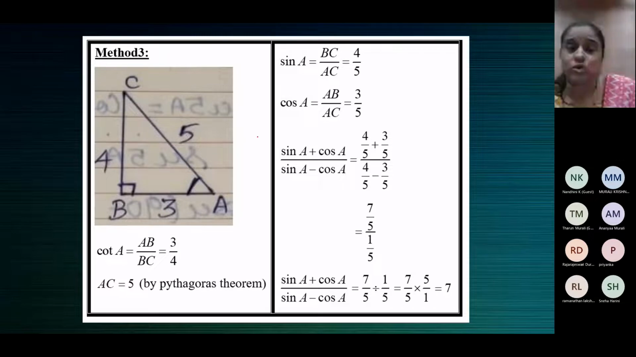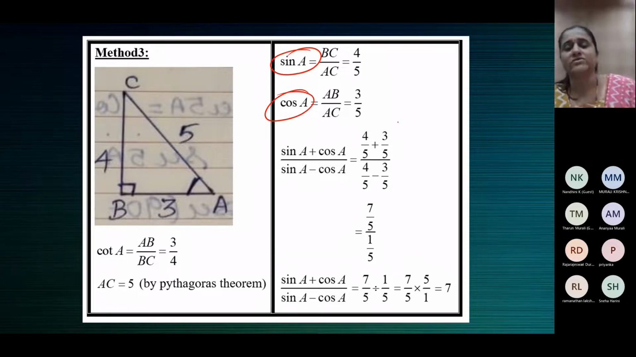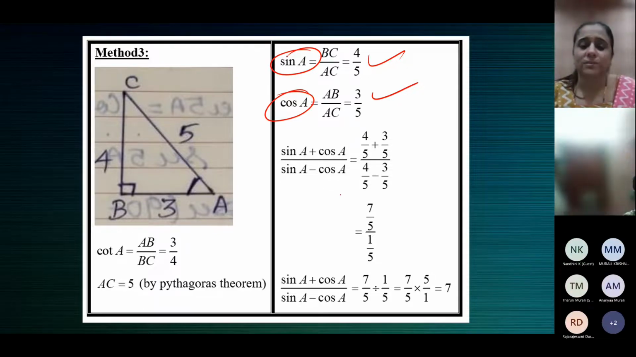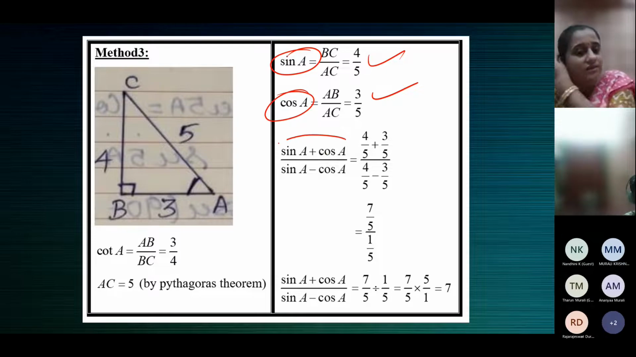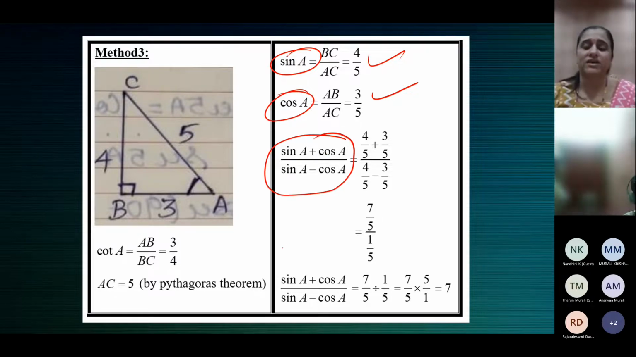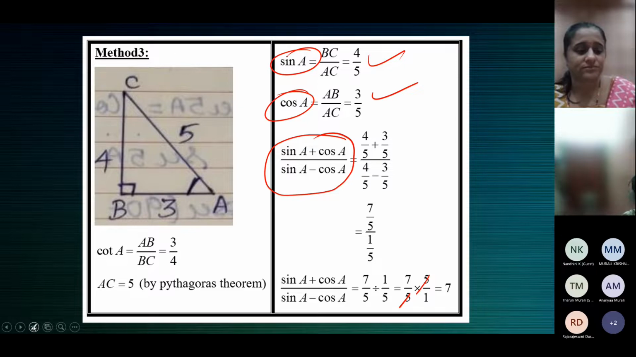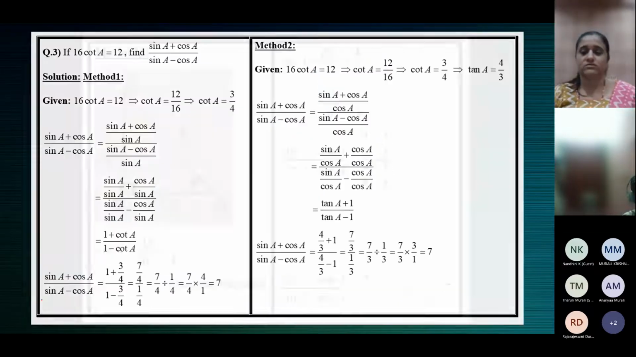Now, what do you want to find? You don't want the values of all the t ratios. You want only sin A and cos A. Opposite by hypotenuse, adjacent by hypotenuse. This is the direct way of working. So find sin A and cos A and use the values here. We have to find sin A plus cos A by sin A minus cos A. Substitute the values and simplify. 5 and 5 get cancelled and the value is 7. Write down, children. Quickly write down.